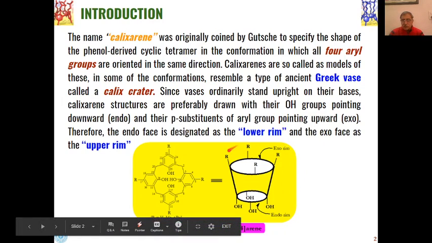So their orientation in the case of calixarenes is very important. These calixarenes have aromatic rings bound in such a manner that they form the exo rim, whereas the hydroxyls form the endo rim of these molecules.